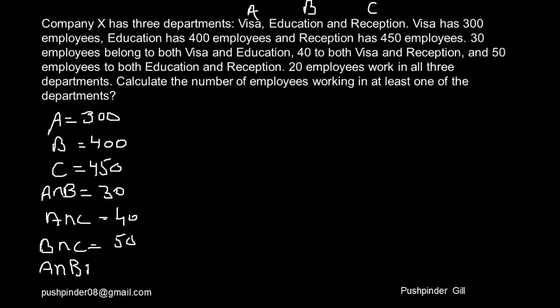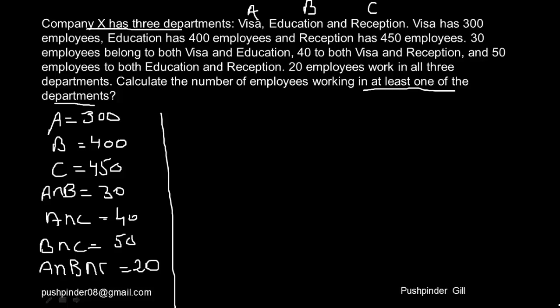So now calculate the number of employees working in at least one of the departments. So how do you calculate that? You calculate the number of people working in at least one of the three departments. Now there must be a question rising in your mind. What if neither of them works in any of the departments? You can see the company X has only three departments. If they do not work in any of the three departments, that means they're not working in company X.